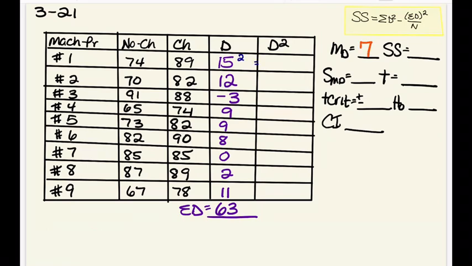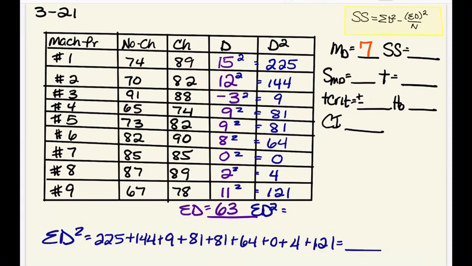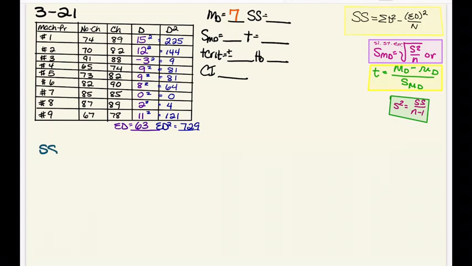Next, we're going to square each of our individual difference scores, and then we'll add them all up to find the sum of our squared differences, which in this case is 729. Then we can use our sum of differences and our sum of squared differences to find the sum of squared deviations for this sample of D scores.